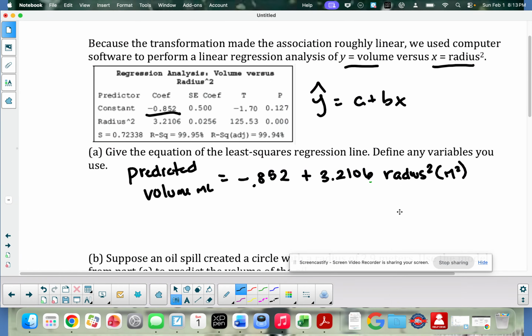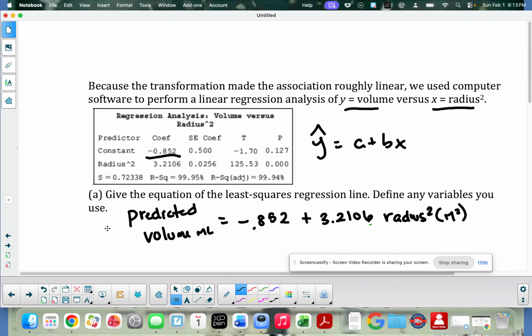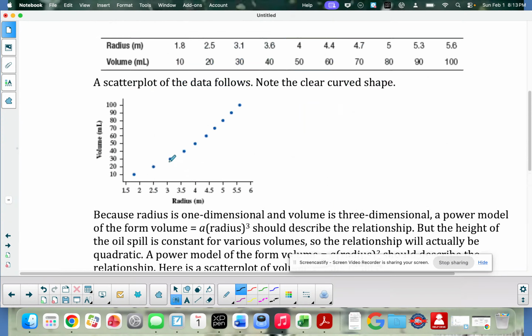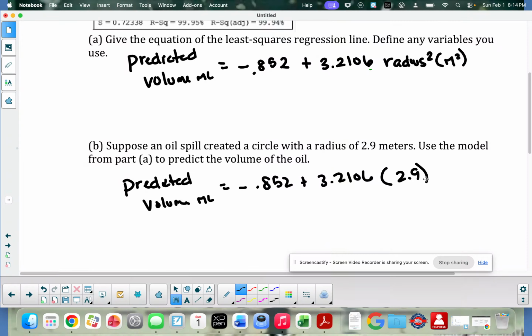Okay, so not that big a deal as far as writing it, and it's really not that big a deal when you're putting numbers in as far as making predictions. And please note, yes, 2.9 is well within our data set. Even after the squared, it's still well within our data set. 2.9 is somewhere back here. So we are going to use this model that we wrote to make a prediction when the radius is 2.9 meters. All right, so the predicted volume in milliliters is negative 0.852 plus 3.2106 times 2.9 squared, since they are squaring the data.